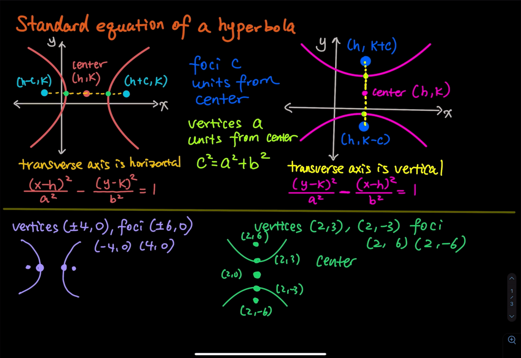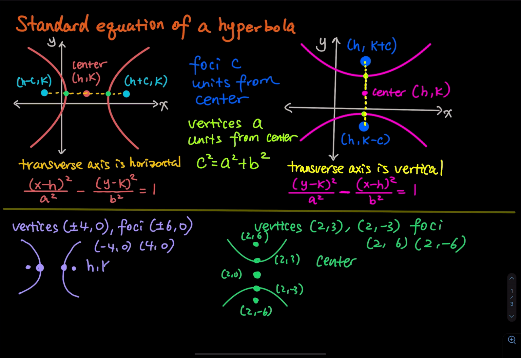And then what is the center? There are two ways to find it. The center is the midpoint of the two vertices. So you have -4 and +4. What is in the middle? The answer is very simple: it's 0, 0. So let's go ahead and find that.